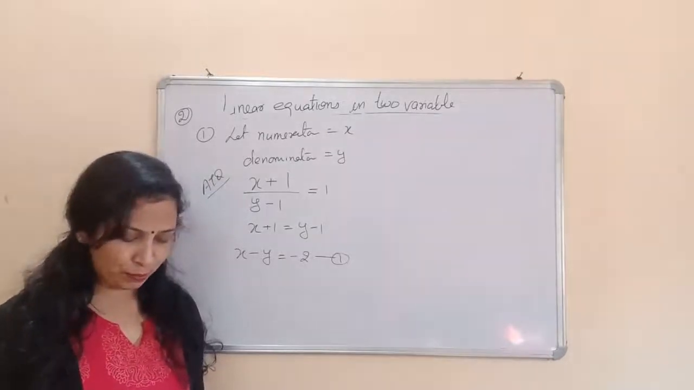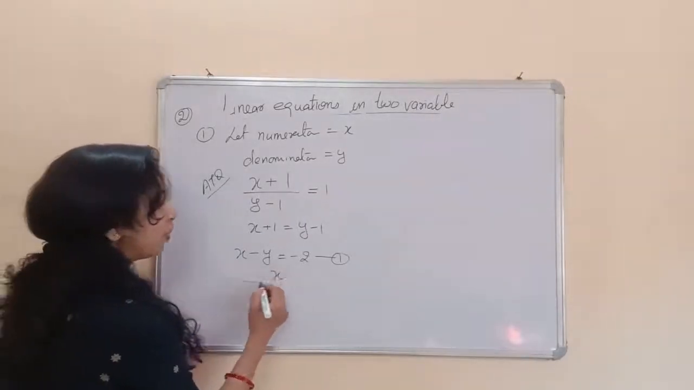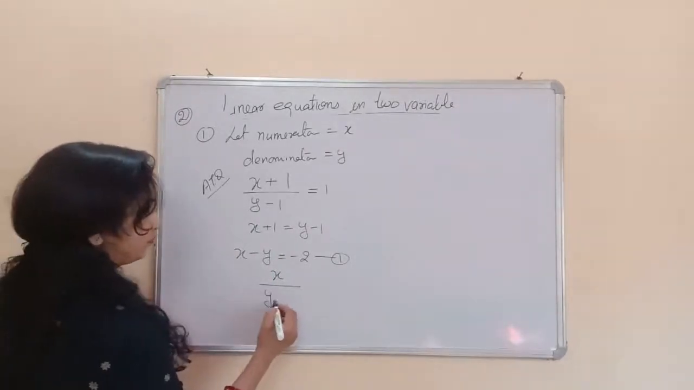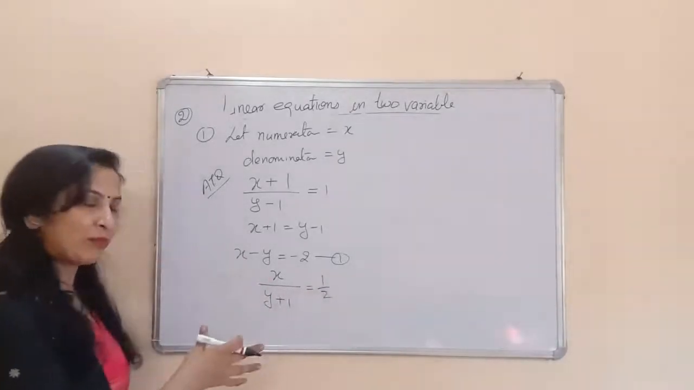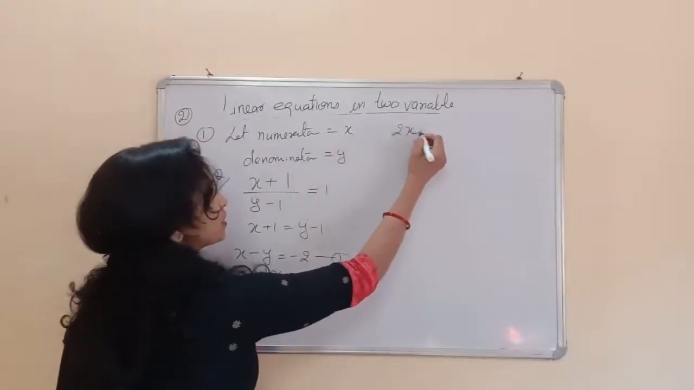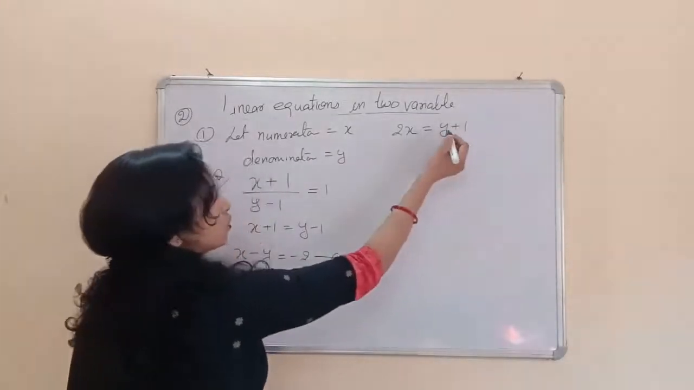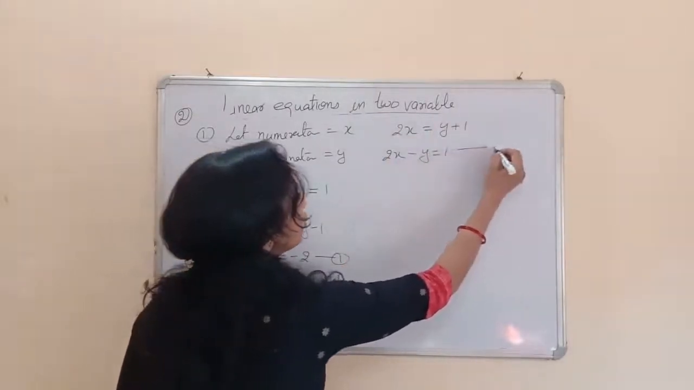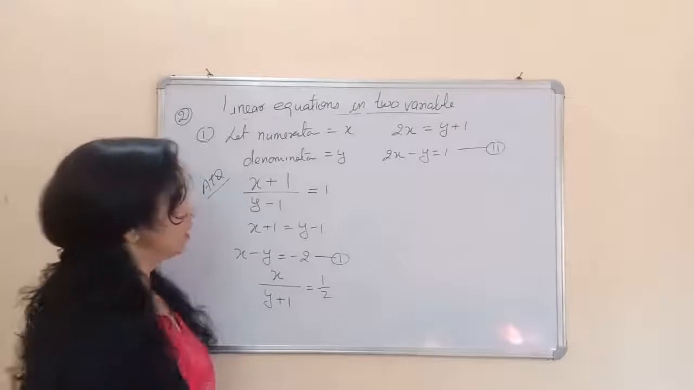Again, it becomes 1 upon 2 if we only add 1 to the denominator. It means we do not do anything with the numerator and we add 1 to the denominator. So it becomes 1 upon 2. Again, we can simplify this equation by the cross multiplication method. So by cross multiplication, 2 will go here with x, it will be 2x is equal to 1 will multiply with y plus 1. It will be y plus 1. So bring this y towards LHS, 2x minus y is equal to 1. This is the equation 2. Okay. So the most important part is you have to make the equations. So these are the 2 equations.